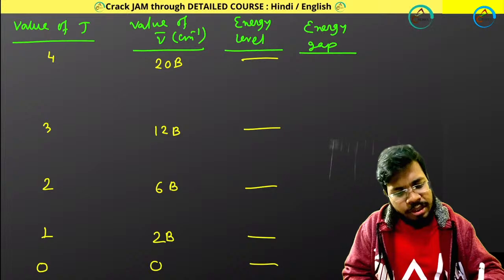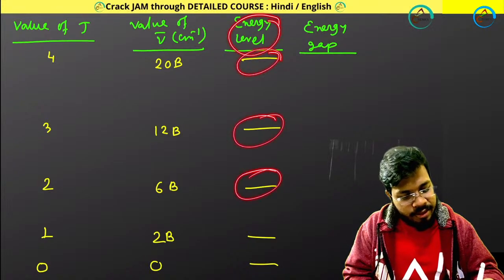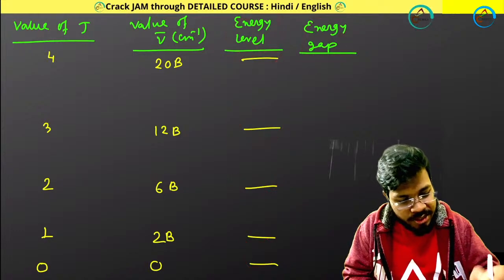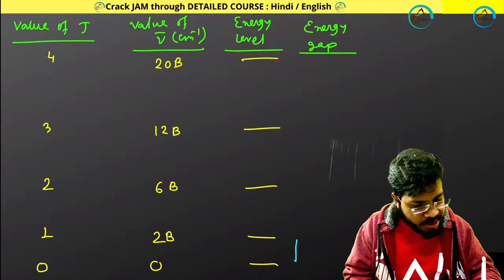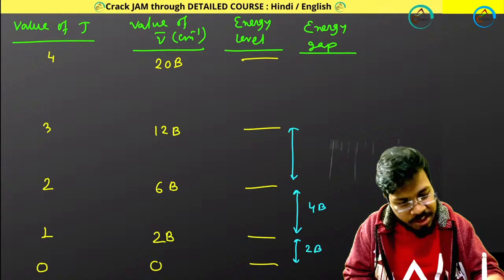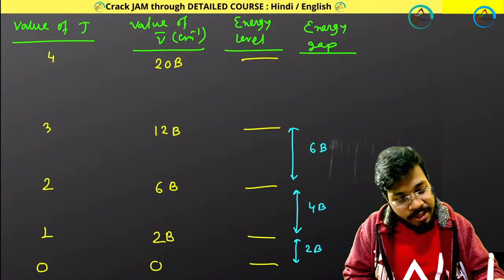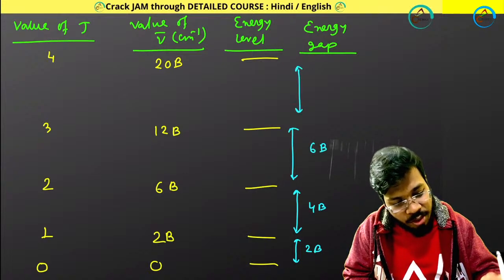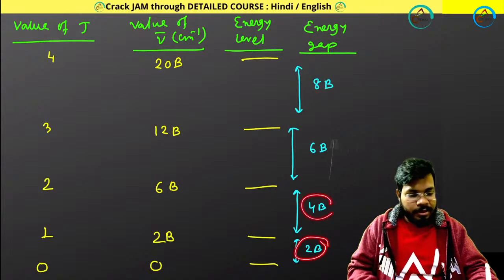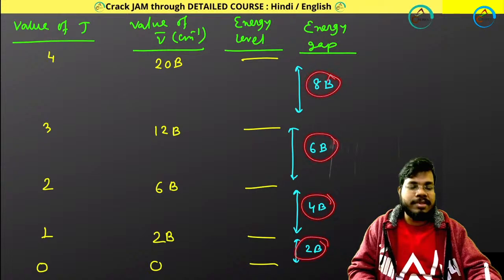Now if I tell you these are my energy levels, my question is, what is the energy gap between these two energy levels? These two energy levels, the gap is 2b. Between these two, it is 4b. Between these two, it is 6b. Between these two, it is 8b. Look at this: the energy gap is increasing every time.